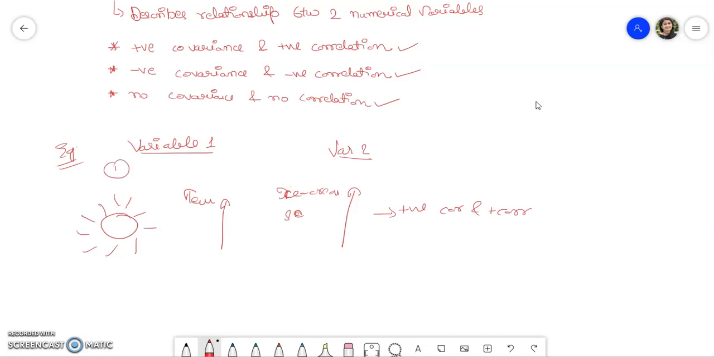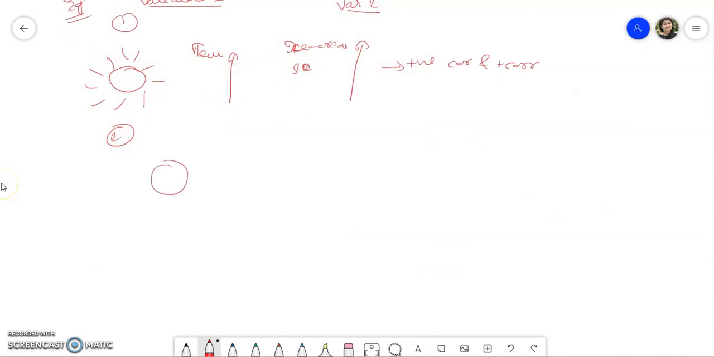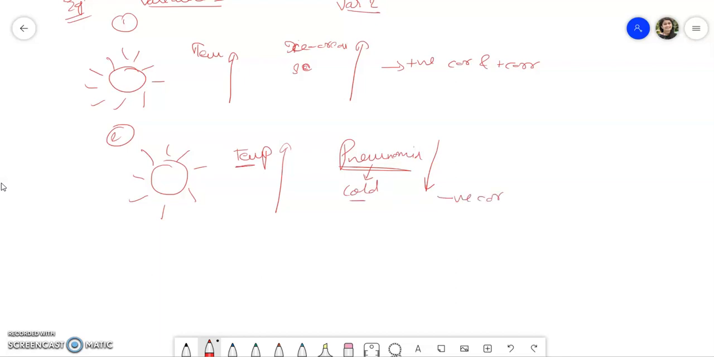But if I take another scenario, where I have a high temperature outside. The temperature is going up, but I can see a lot of people suffering from pneumonia. If you know about pneumonia, it happens with cold. So if the temperature is high, obviously you will not feel cold. So this is a negative covariance and negative correlation.